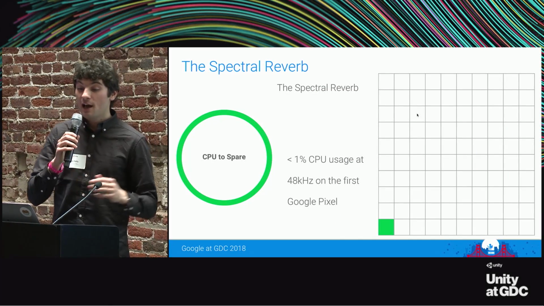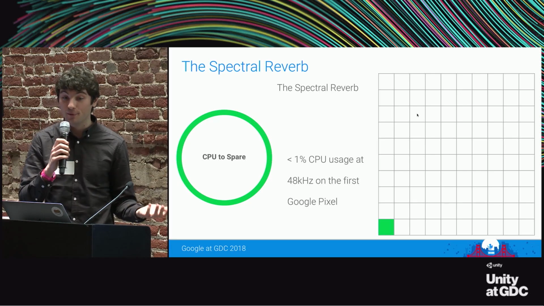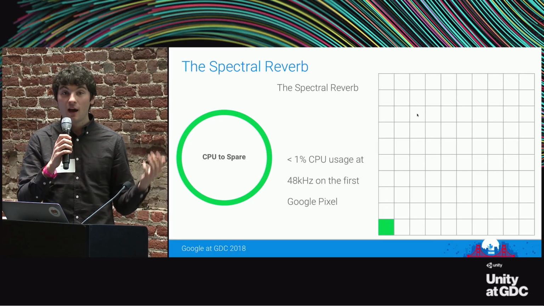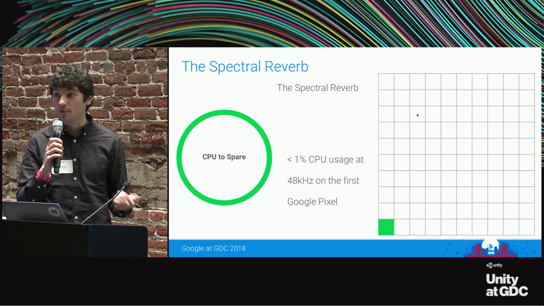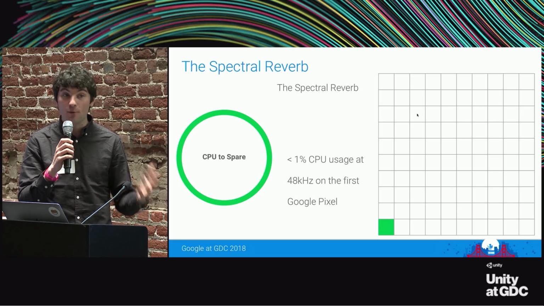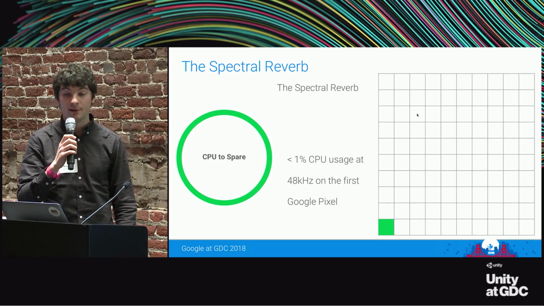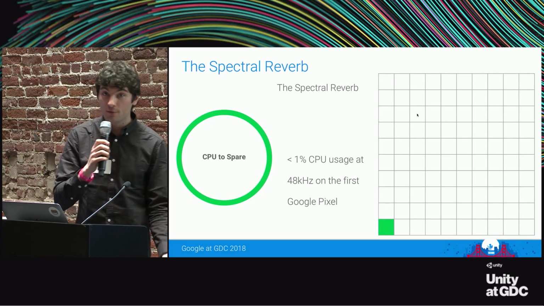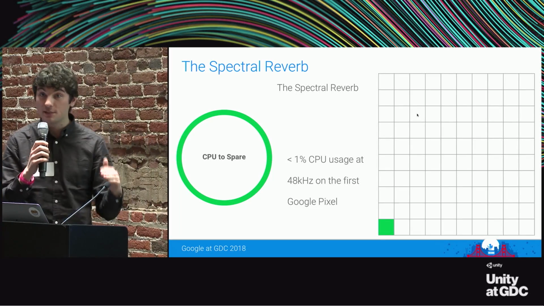And finally, on a Google Pixel first generation, which is already becoming an older phone, at 48 kilohertz, our reverb and reflections together are using less than 1% of the mobile CPU. Again, that's regardless of the number of sources, regardless of the length of the reverb. And as you can imagine, on more modern phones and on desktop devices, that's an even smaller fraction, and it's guaranteed constant.